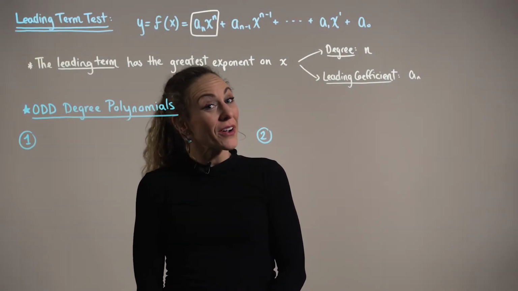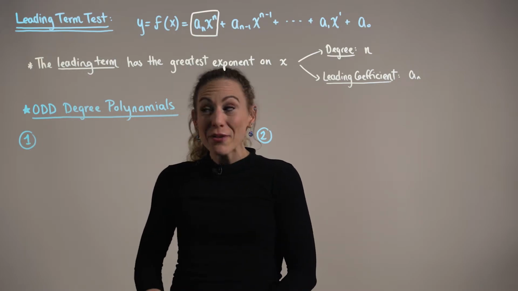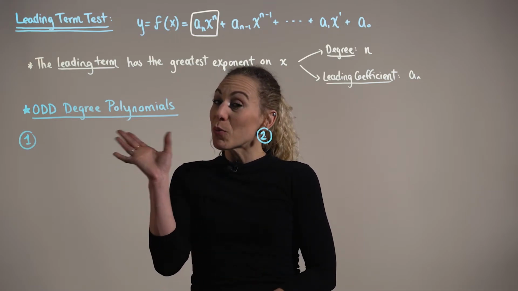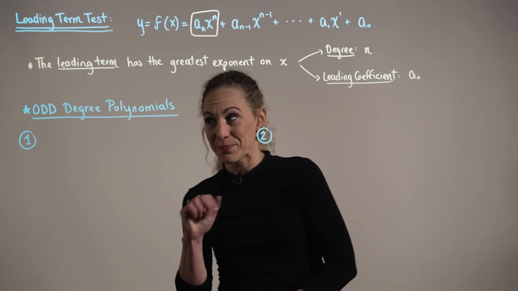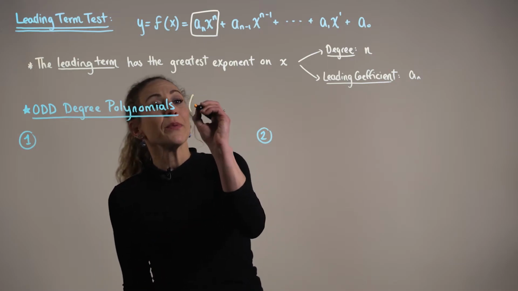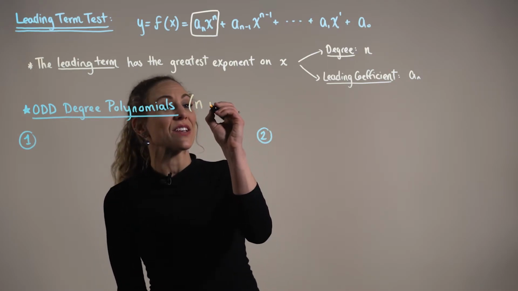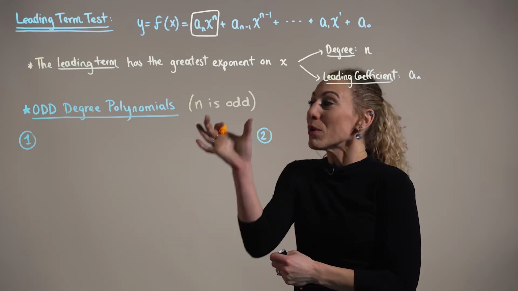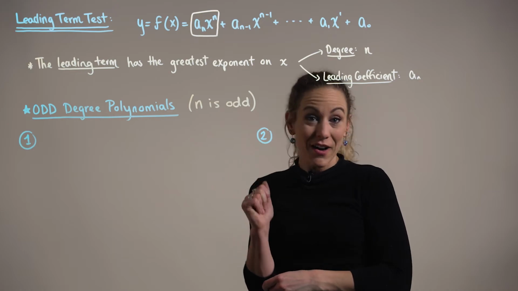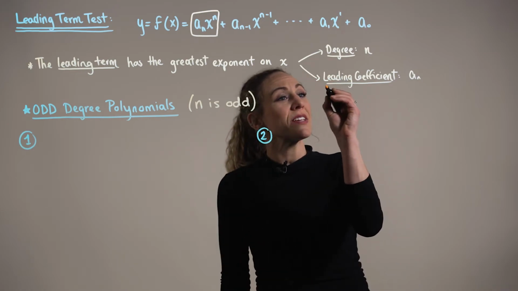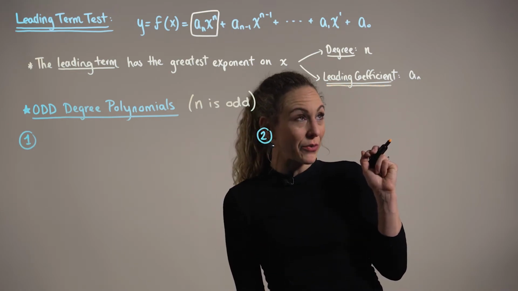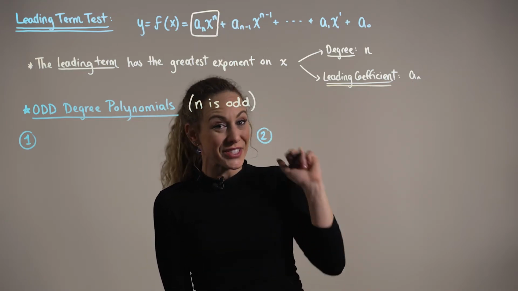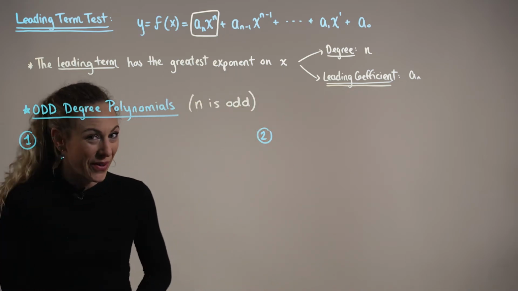So continuing with our leading term test, we now need to consider the end behavior of a polynomial function when we're working with odd degree polynomials. So in other words, here we're only considering cases where n is odd. Now, just like with even degree polynomials, once we identify that we're working with an odd degree polynomial, we then want to consider what is the value of our leading coefficient, or in other words, the constant attached to the variable of the highest degree. So case 1.